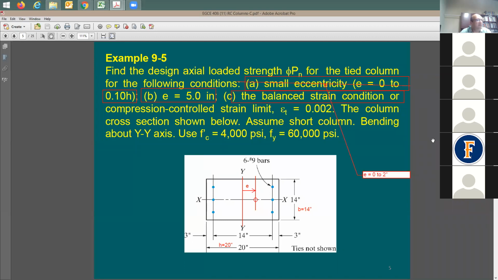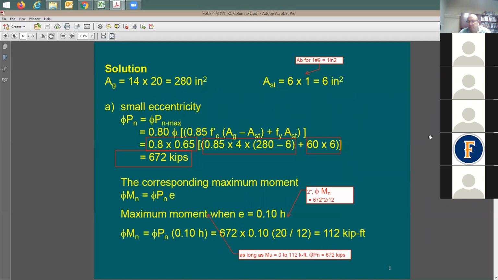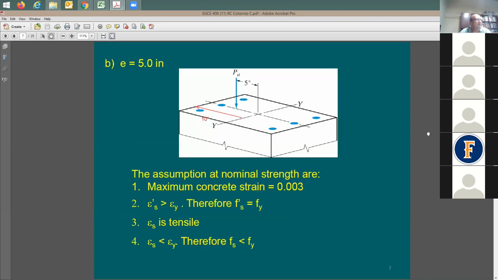What's the balanced strain condition? Anyone recall? Do you remember, Mateo, or no? No, I don't. Okay.